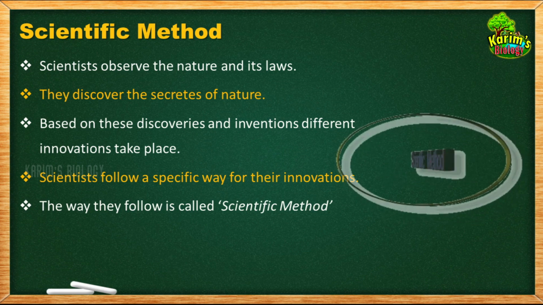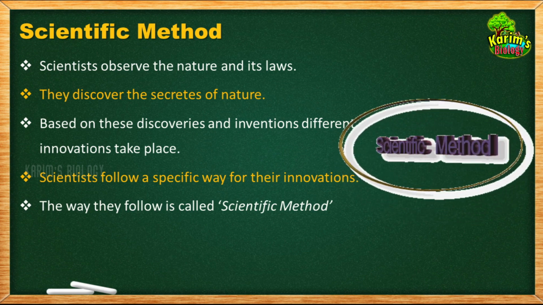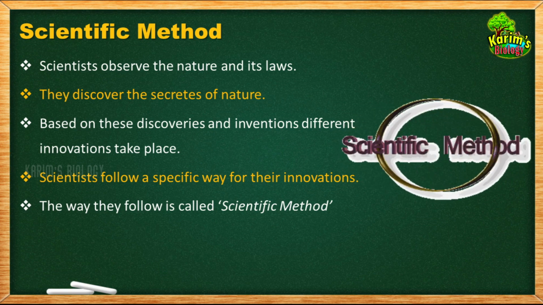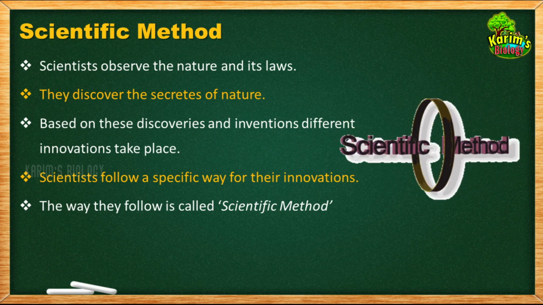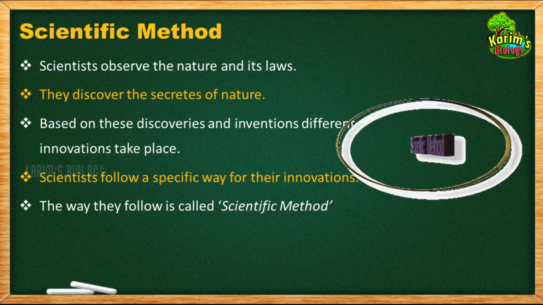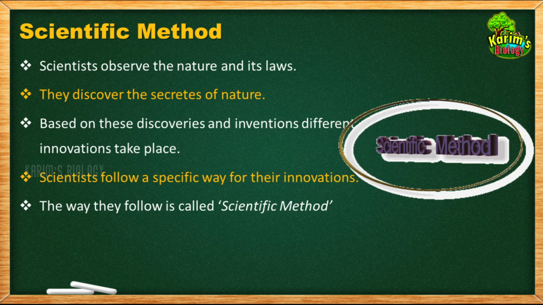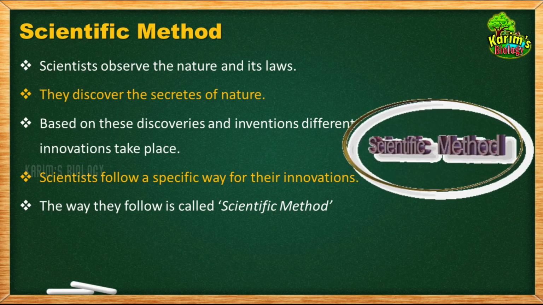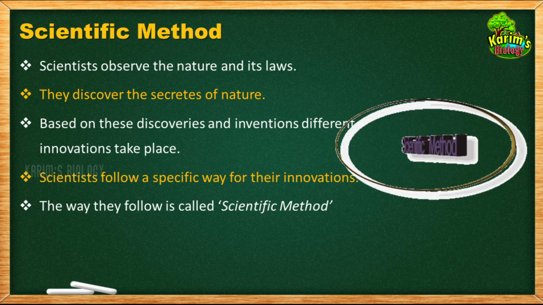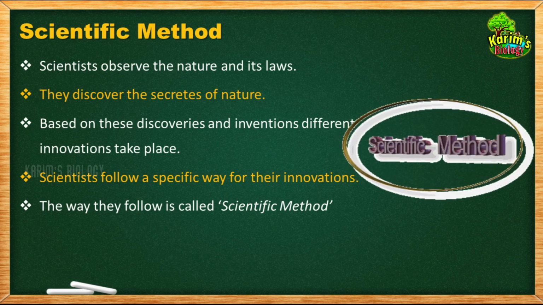Children, did you understand? That method is called scientific method. So what is scientific method? The way or the method followed by scientists is called scientific method. But what is so special in this method? Children, it is a very simple method in which there are a few steps which you have to follow. Every scientist follows those fundamental steps present in the scientific method, and as a result, they are able to make discoveries and inventions.